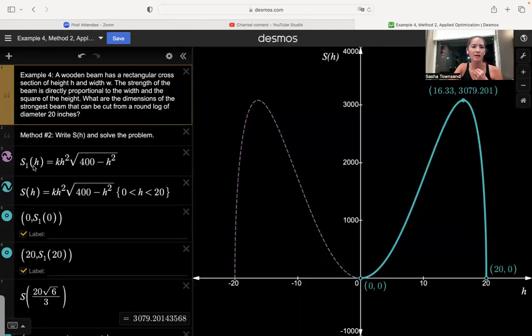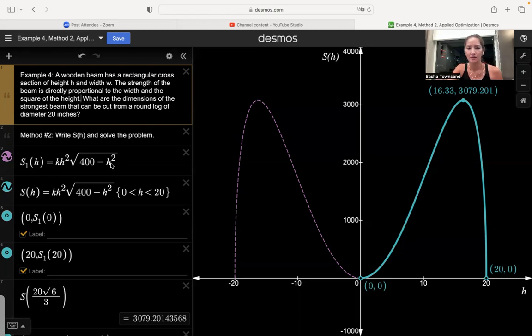Okay, so we wrote our S as a function of h, and it was k times h squared times the square root of 400 minus h squared. To simplify things, I let my k equal 1. So I'm assuming that this strength is positive. I don't know what the units would be, but h is the height of that beam in some number of inches. Now the domain of interest is 0 to 20.